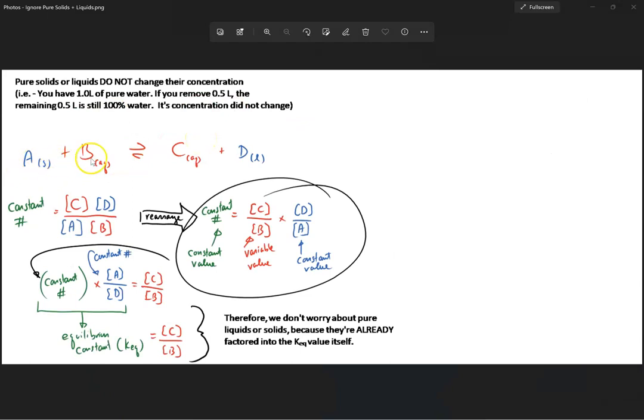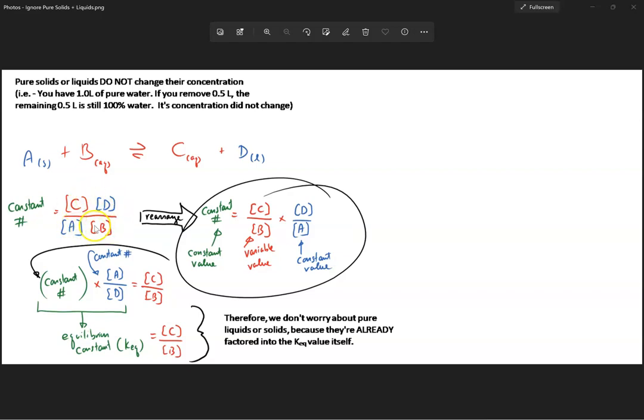Let's take a look at this sample equation. A plus B makes C and D, where A is a pure solid and D is a pure liquid, but B and C are aqueous solutions. So I'm going to write out my equilibrium expression. There's my constant, equal to products, C and D, over reactants, A and B. So products in the numerator, reactants in the denominator.